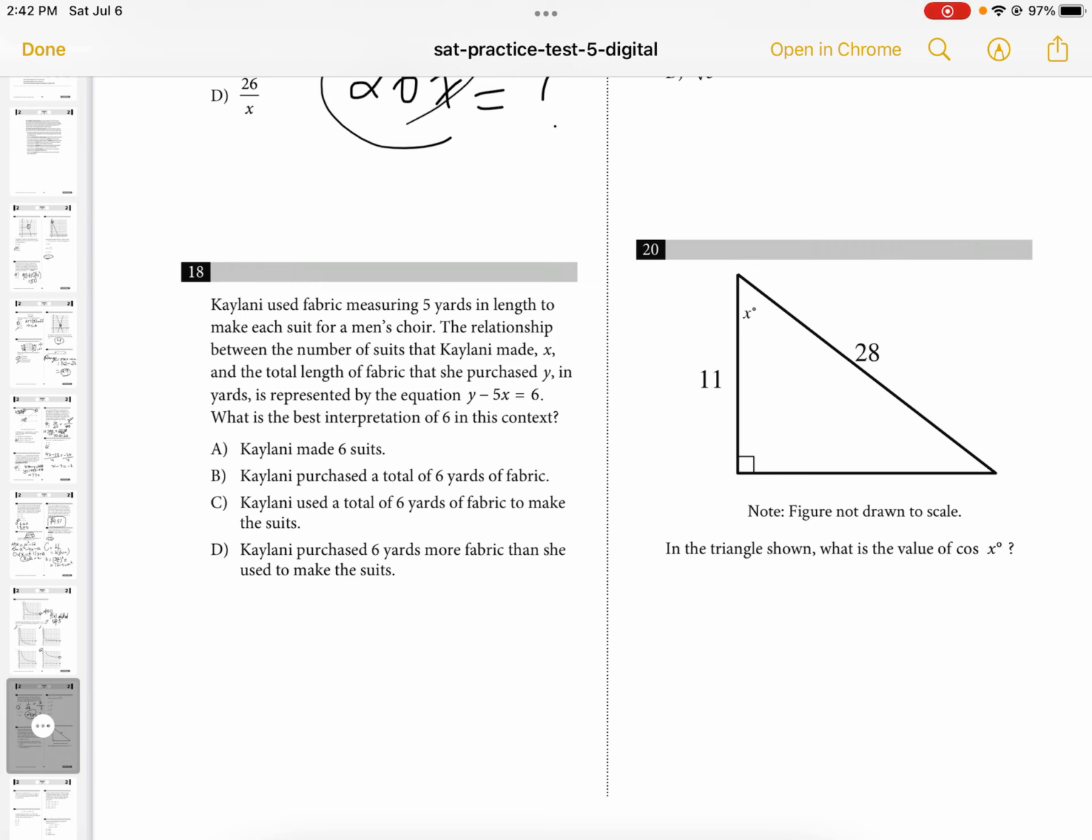Kalyani uses fabric measuring 5 yards in length to make each suit for a men's choir. The relationship between the number of suits that Kalyani made, x, and the total length of fabric that she purchased, y, in yards is represented by y minus 5x equals 6. What is the best representation of 6 in this context?